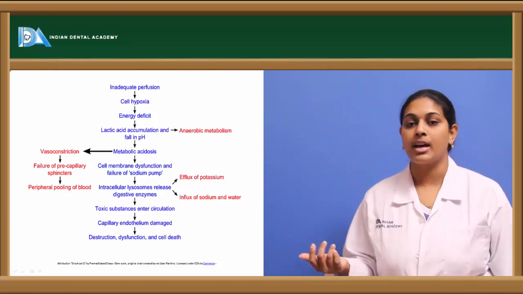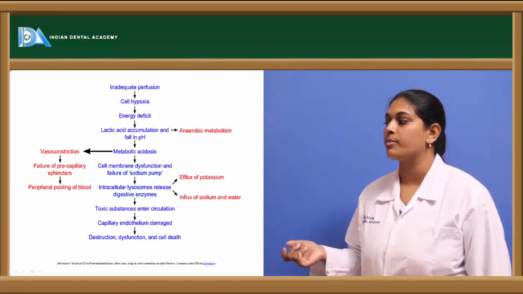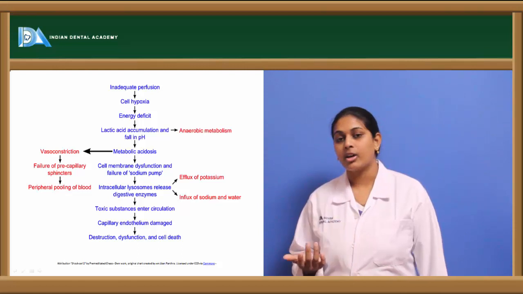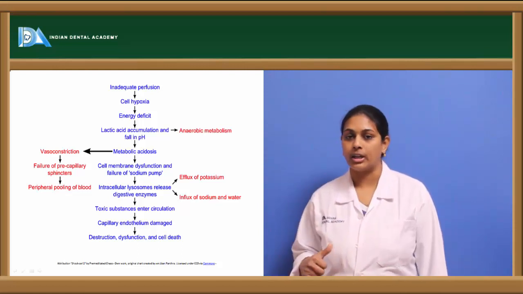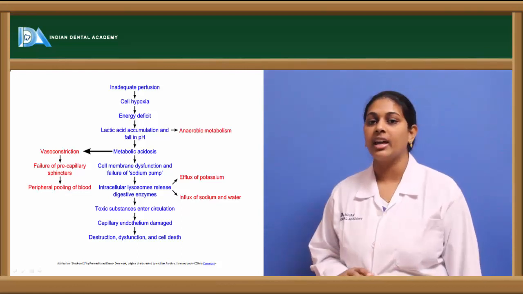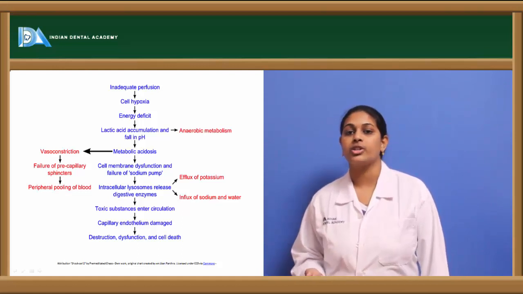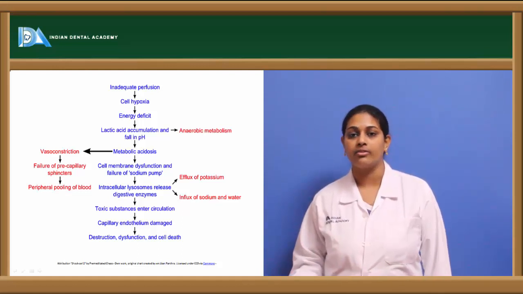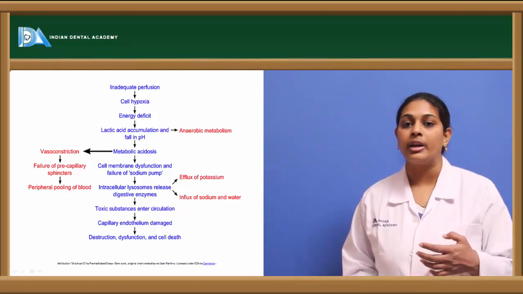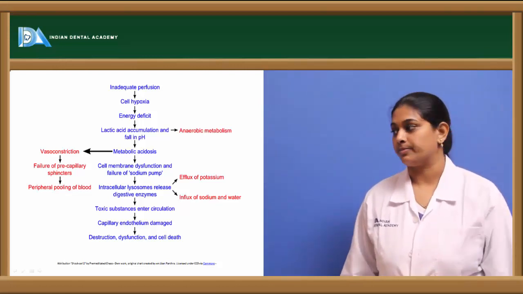So these toxic substances, released because of the enzymatic digestion by the lysosomes, enter the circulation and mingle with the circulating substances, and they cause damage to the capillary endothelium. The capillary endothelium is the structure which covers the blood vessels. When this is damaged, there is further destruction, and progressively there is death of the cell. This is what happens in shock, which ultimately results in loss of blood properly reaching the destined organs.